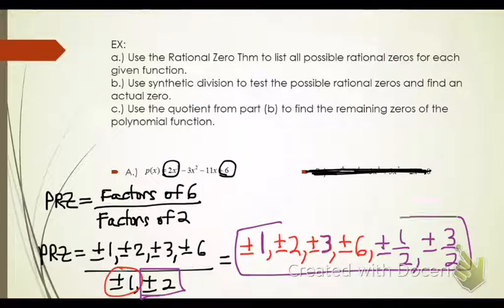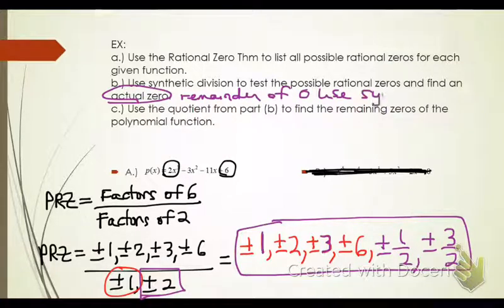So here's my list of possible rational zeros. There's a total of 2, 4, 6, 8, 10, 12 of them that I have to use for Part B. So in Part B it says use synthetic division to test the possible rational zeros and find an actual zero. Well, remember, an actual zero we can find by getting a remainder of 0 when we use synthetic division. So we're going to have to take all of these and just start trying synthetic division to figure out which one works.